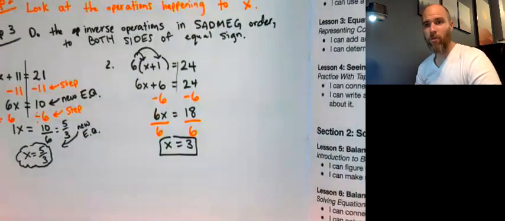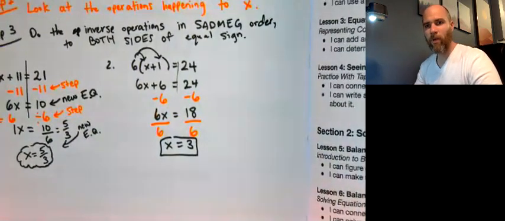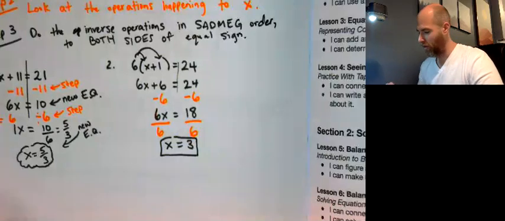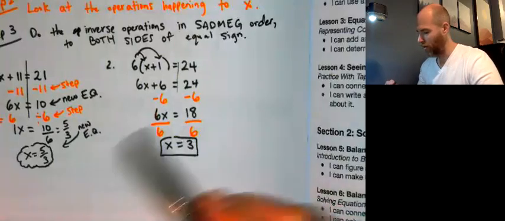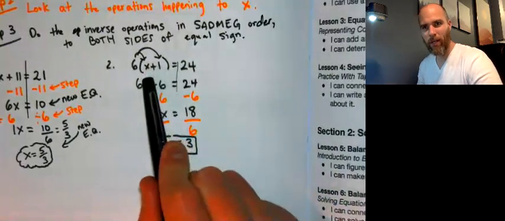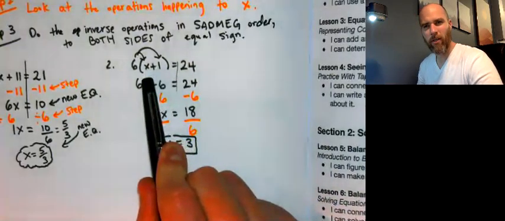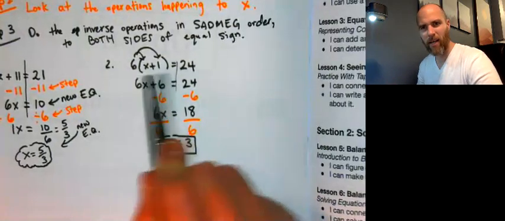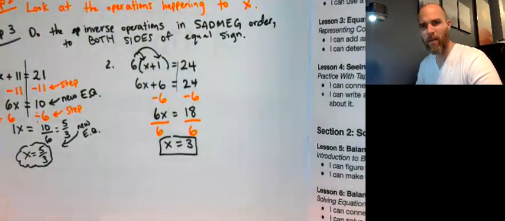Now what I want you to do, pause the video, verify this solution. You don't have to write it though. You can probably do it in your head. Put this 3 back in for x in the original equation and see if it works. Does the left side come out to 24 like the right side does? Does it? Pause it and think about it for a second.